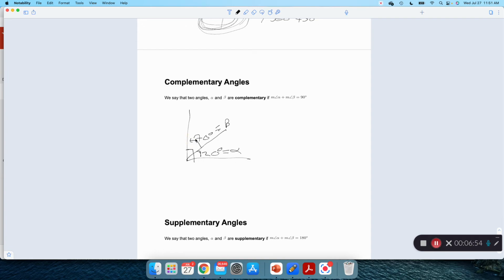But they don't have to literally sit next to each other. I could have maybe a 40 degree angle here and someplace else a 50 degree angle. Those are complementary angles because 40 plus 50 is 90. So they might sit right next to each other and literally form a right angle, or they might just be two separate angles.